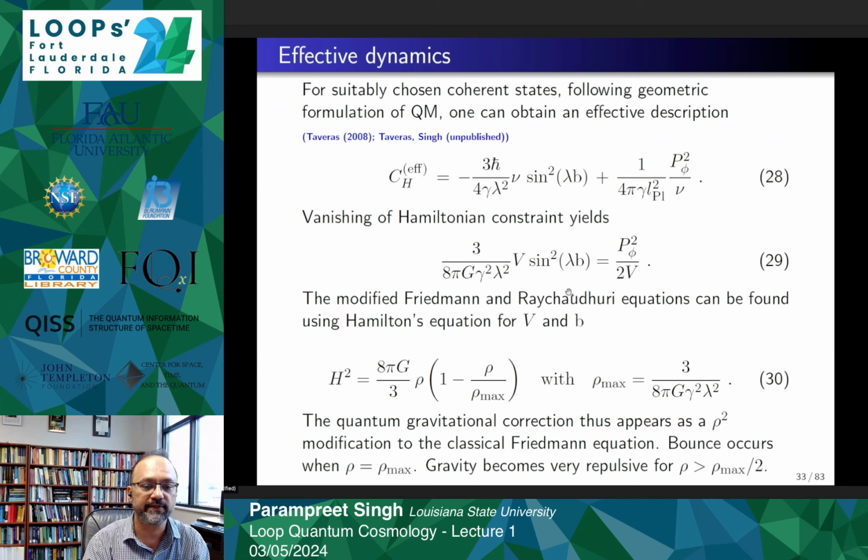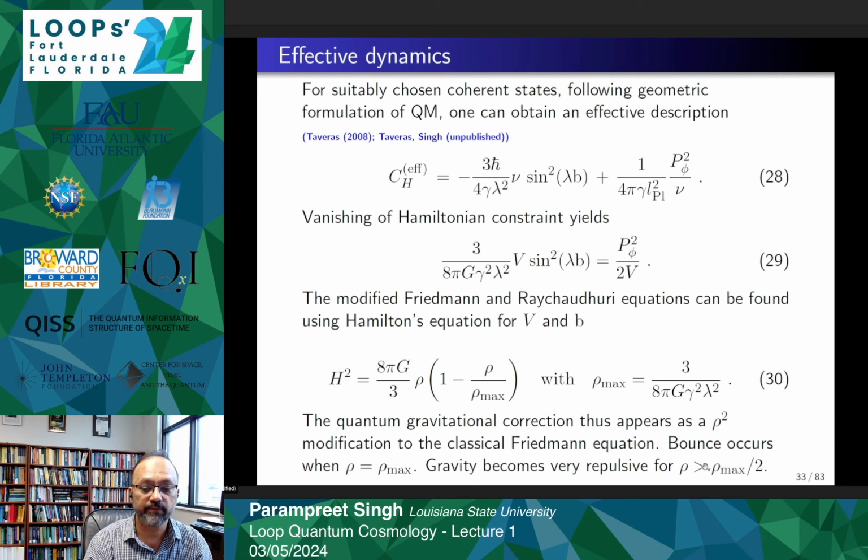If you do the same exercise for the effective Hamiltonian constraint, you get a modified Friedmann equation. Instead of H squared equal to 8 pi G by 3 rho, you get H squared equal to 8 pi G by 3 rho times (1 minus rho by rho max), with rho max equal to 3 by 8 pi G gamma squared lambda squared. Now you can see when rho becomes equal to rho max, then the Hubble becomes 0.